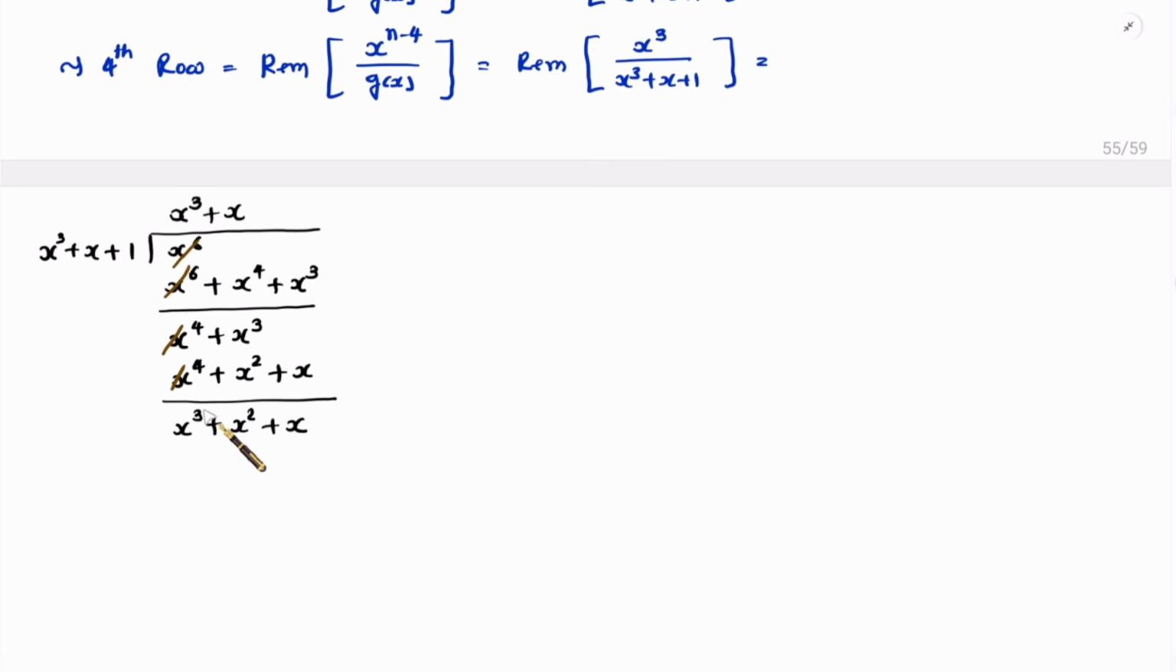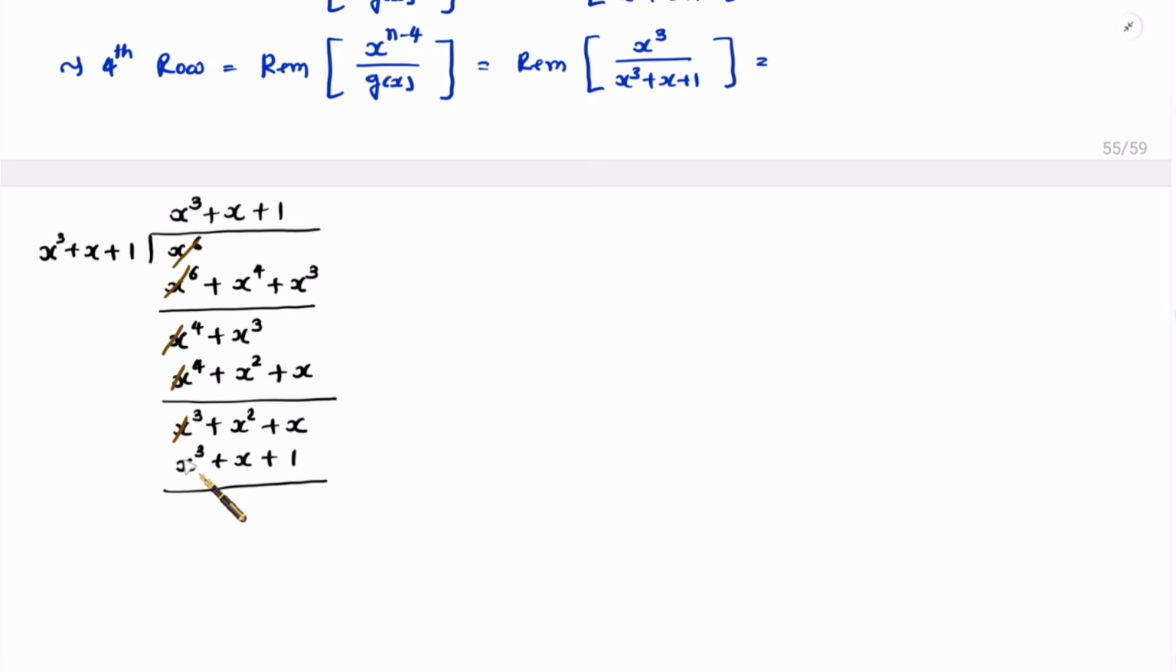Now here the highest power is x to the power 3, so we need to multiply by 1. Here we will have x cube plus x plus 1. Now over here also we need to eliminate similar terms.